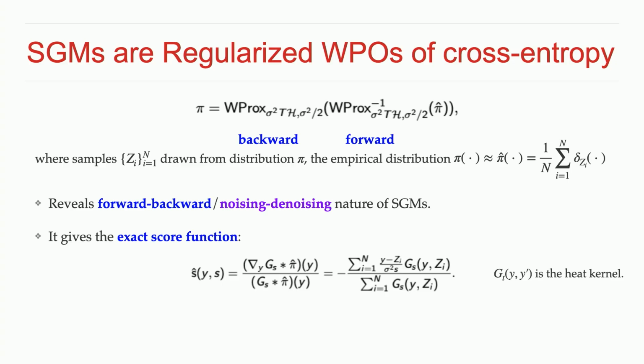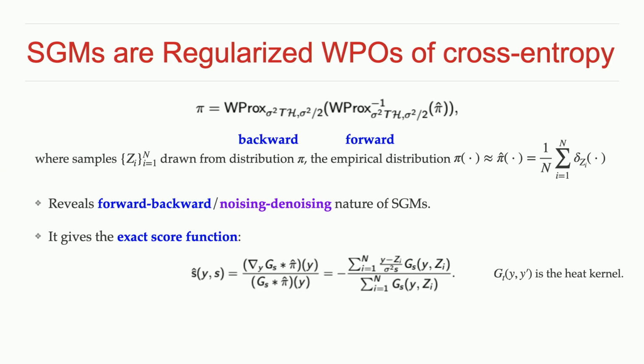Another thing we got is, since we are able to write down the solution to the regularized Wasserstein proximal operator, we are also able to write down the exact score function for this type of generative model, this basic score-based generative model where the forward process is just purely diffusion. This is just the kernel formulation, where this G of T stands for just the heat kernel.